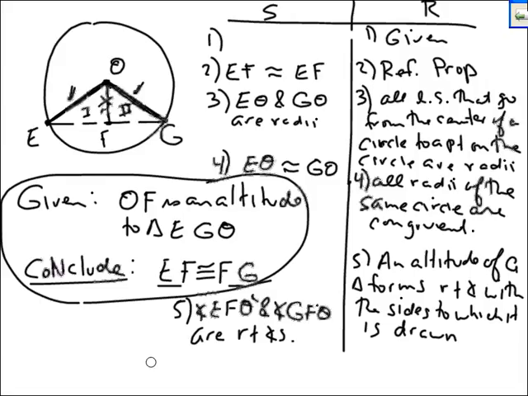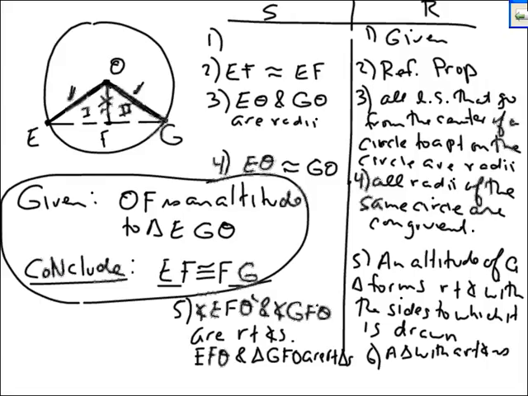Now I want to say that the triangles 1 and 2 are right triangles. Triangle EFO and triangle GFO are right triangles. And the reason is a triangle with a right angle is a right triangle. And I know they have right angles. Look at statement number 5.